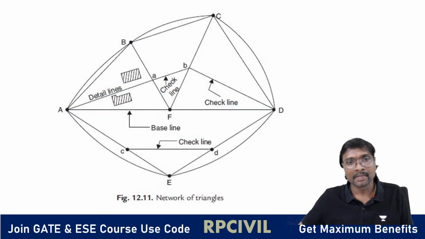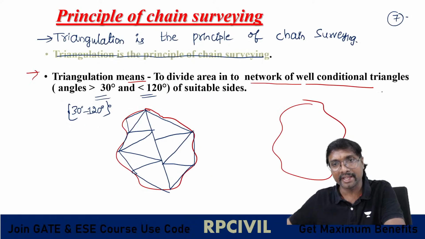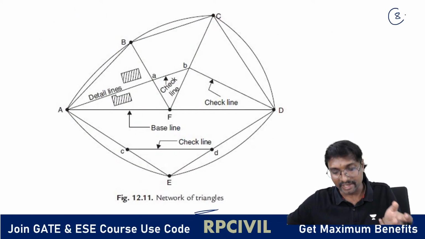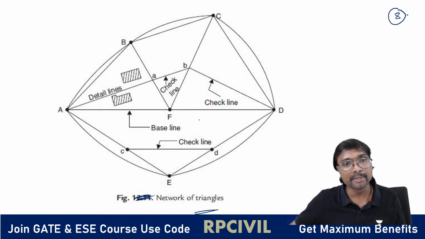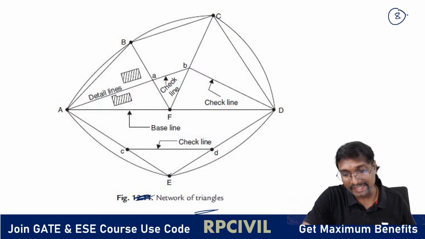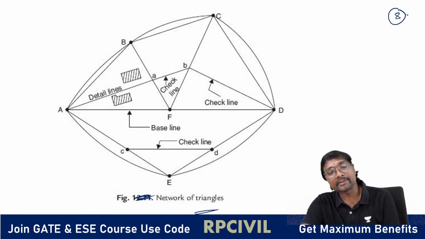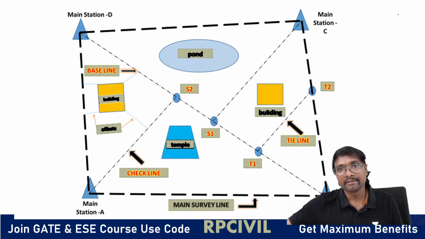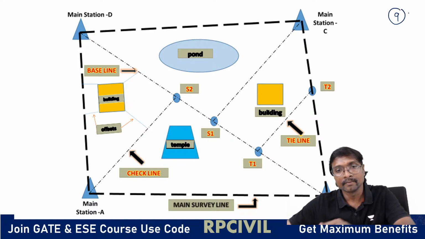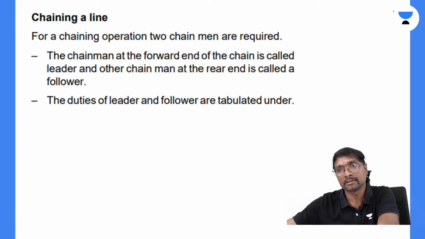Now coming to this, a network of triangles we are dividing. This is one example of triangulation, a network of triangles. We are dividing the entire area into these triangles. ABF is one triangle, BCD is one triangle, ADE is one triangle. Is it not an example of triangulation? Whatever area you have, you have to divide it into triangles. That is called your triangulation.